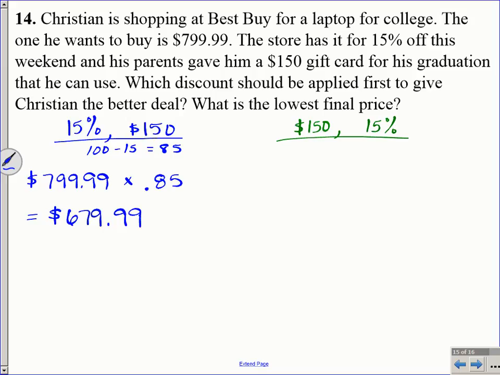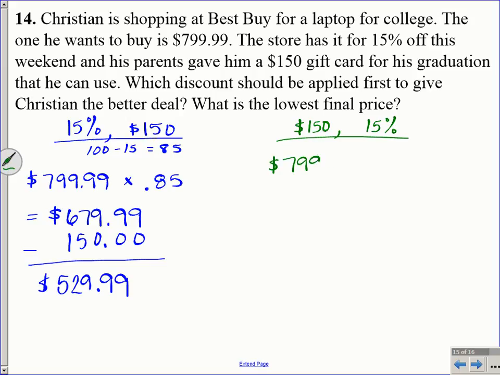Then we have to subtract off our $150 gift card. And that brings our price down to a grand total of $529.99. Not bad for a new laptop. Okay? Let's check the other way around.